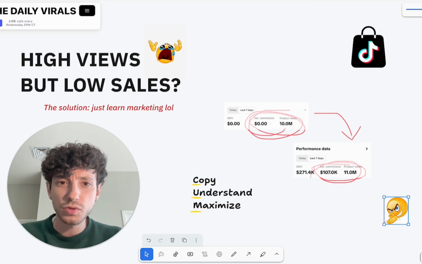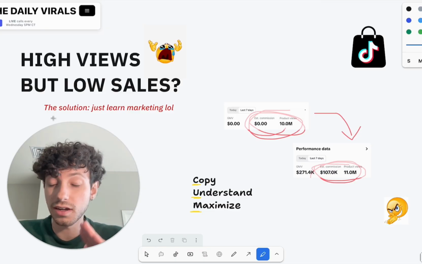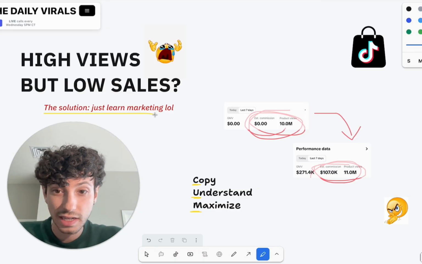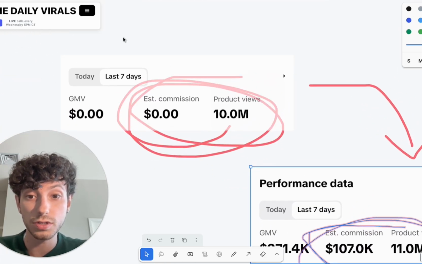Do you get high views but low sales on all of your TikTok shop videos? Well, hate to break it to you, but that might be a skill issue. The solution is actually a lot simpler than you might think. Just learn marketing.